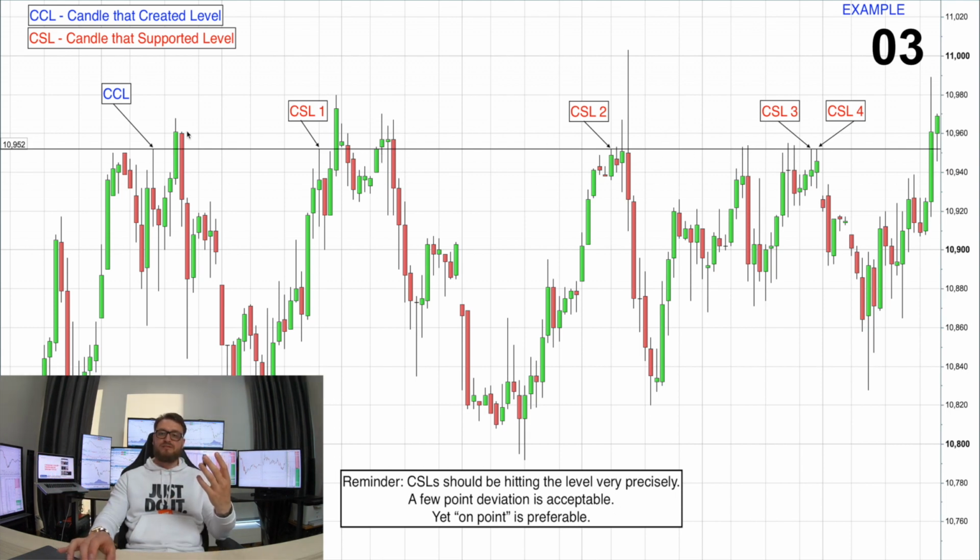Of course, for this to be a level, you need to have at least 1 CSL, and I would prefer maybe even 2 CSLs. So these small moves afterwards in the second part of this example of this chart, which is real market data, you will be able to see a bunch of opportunities to actually make money.